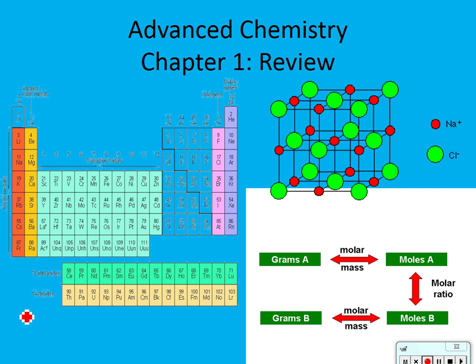Okay, so it's been a while since you've had chemistry. In this review chapter, we're going to talk a lot about the periodic table. We're also going to talk a lot about stoichiometry and different calculations that we learned, some of the more difficult concepts from last year. So let's get started.